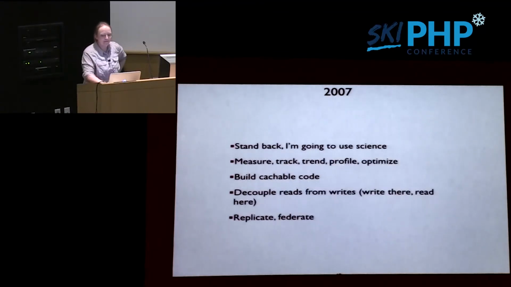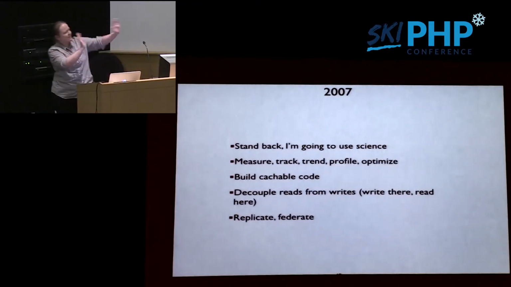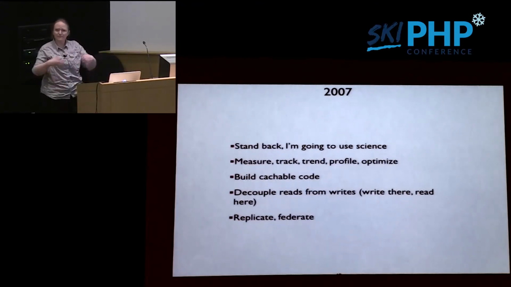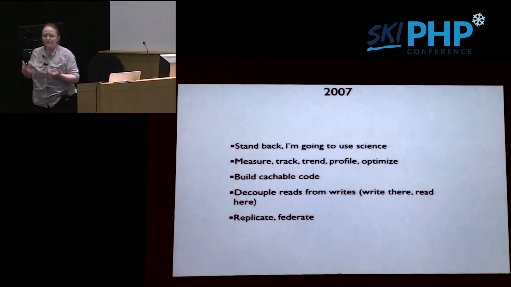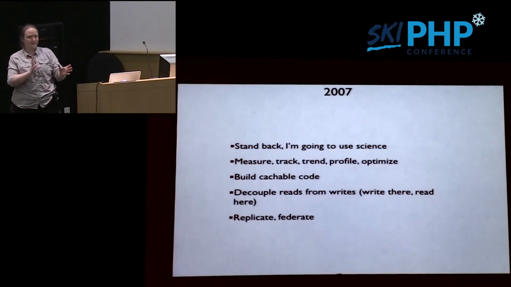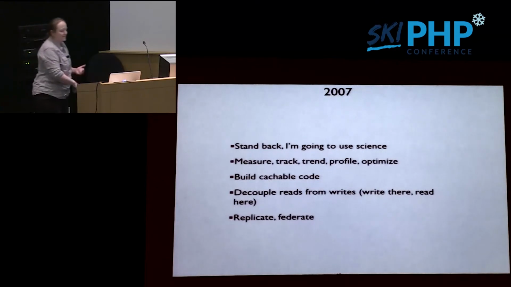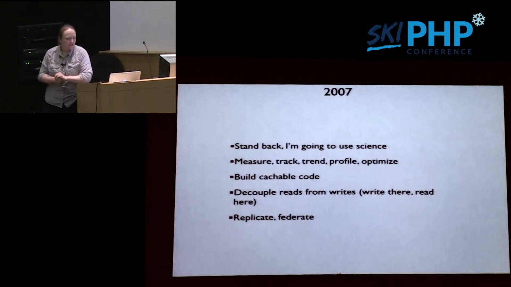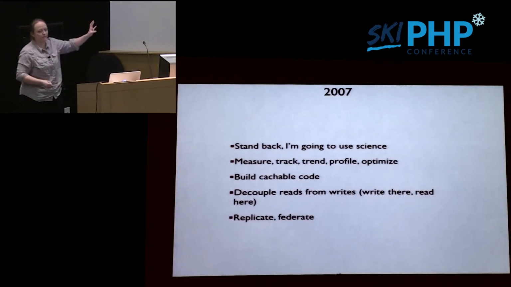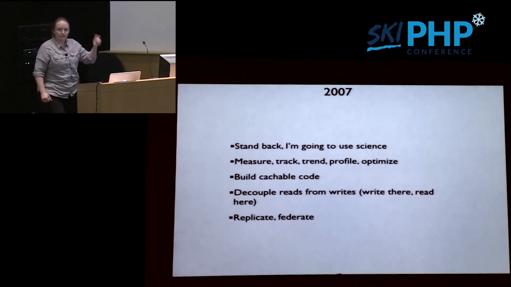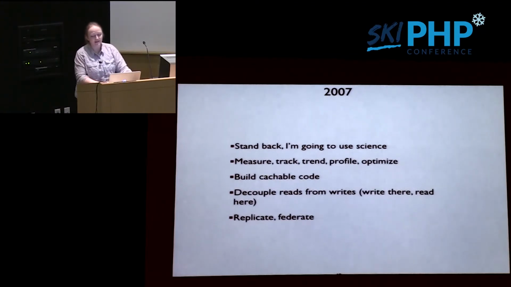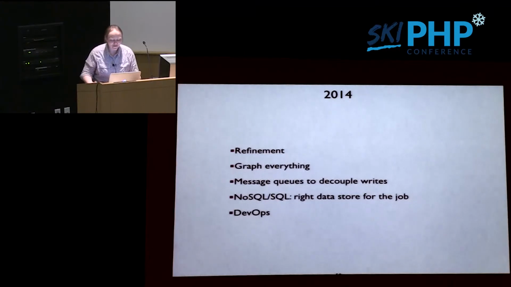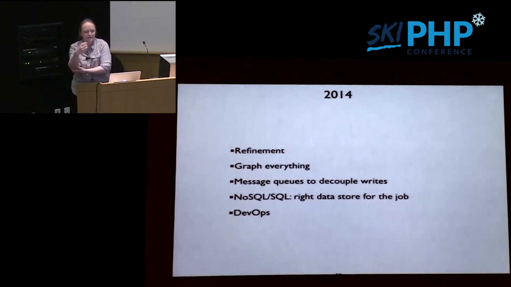Anyway, by 2007, stand back, I'm going to use science, because we had figured out that the best way to make code faster was to measure it. So measure, track, trend, profile, optimize. Know when you commit a change what impact that has on the performance of your code. Build cacheable code and decouple reads from writes. Write in one place, read from somewhere else. Replication of data, federation of data, sharding, right? By 2014, it's a refinement of the stuff we were talking about in 2007.